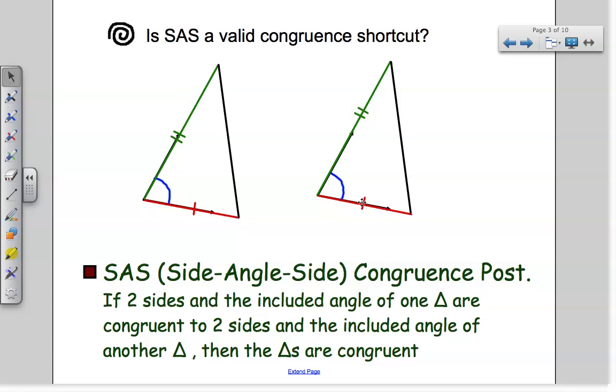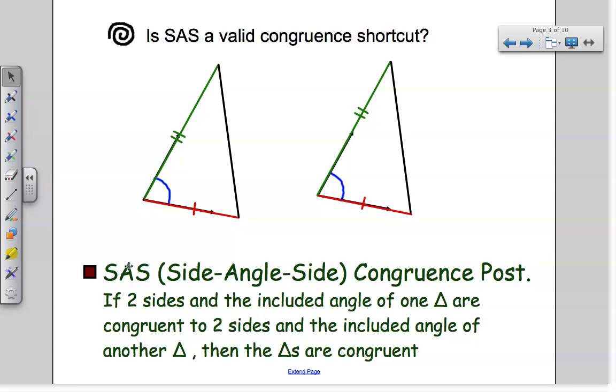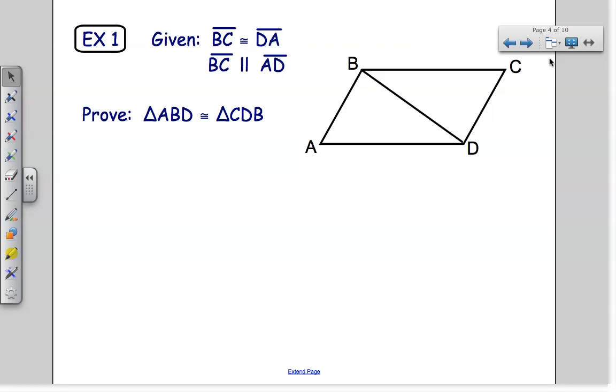Side angle side congruence postulate says if two sides and the included angle of one triangle are congruent to two sides and the included angle of another, then those triangles are congruent, and I can say that these two triangles I know are congruent. All the sides and angles would be congruent based on side angle side. Again, the angle is the included angle or between the two sides marked congruent. Now let's use side angle side in some proofs here.